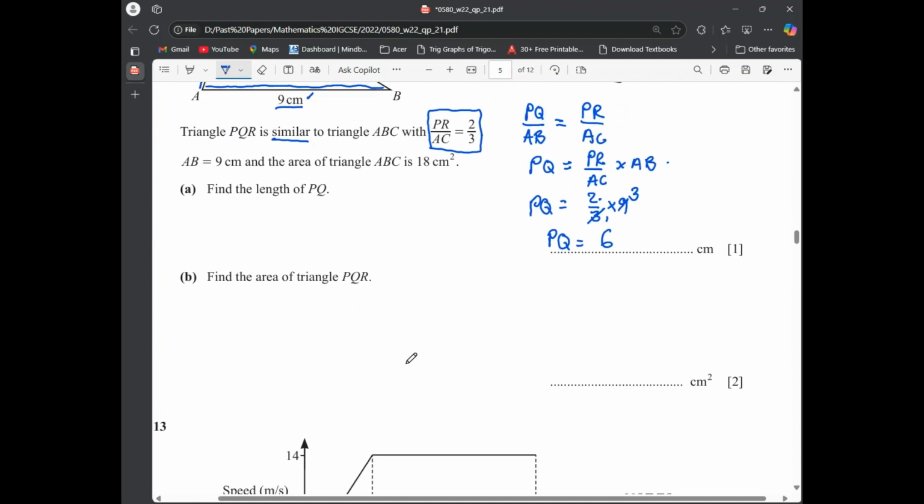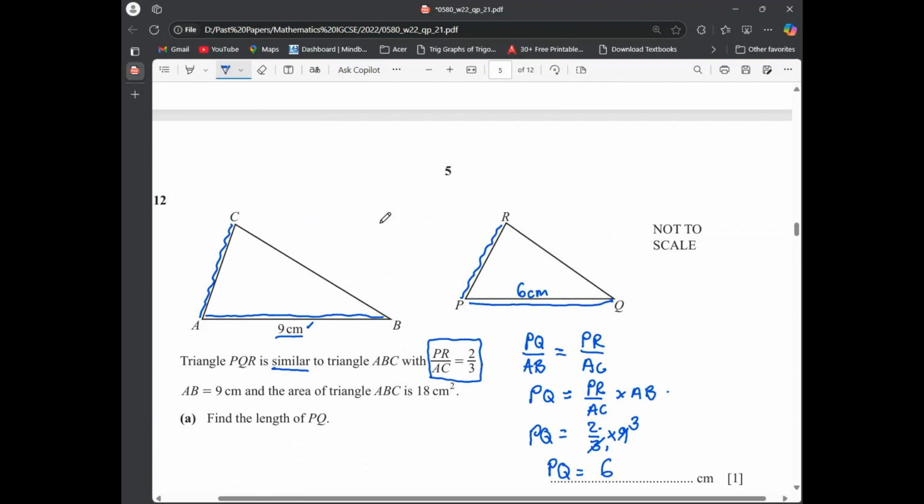Find the area of triangle PQR. Okay, the area of triangle PQR is going to be equal to 2 over 3, which is our ratio there, multiplied by 18.